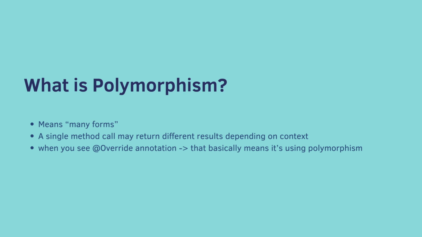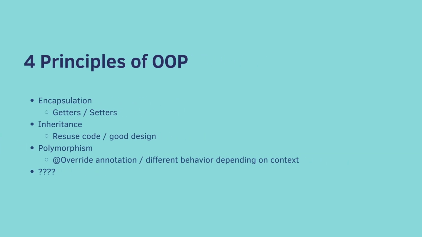So what is polymorphism? It means many forms. And all it means is a single method can return different results depending on context. So when you see the override annotation, that basically means polymorphism. There are 4 principles of object-oriented programming. We already covered encapsulation, that's basically your getters and setters. We just covered inheritance today. This is where you reuse code and have a good design. And now we just covered polymorphism, which is basically the override annotation, different behavior depending on context. And there's one more principle. We're going to cover this in a future video.